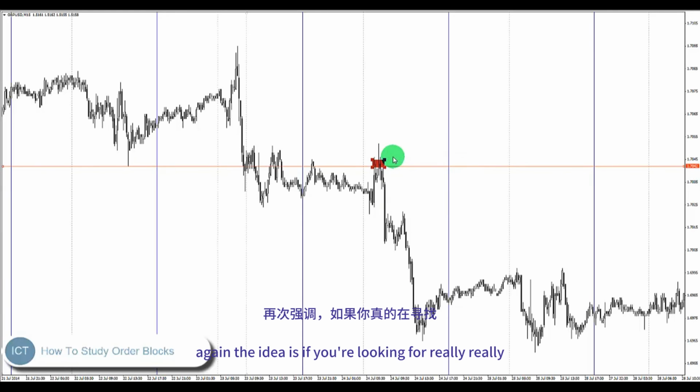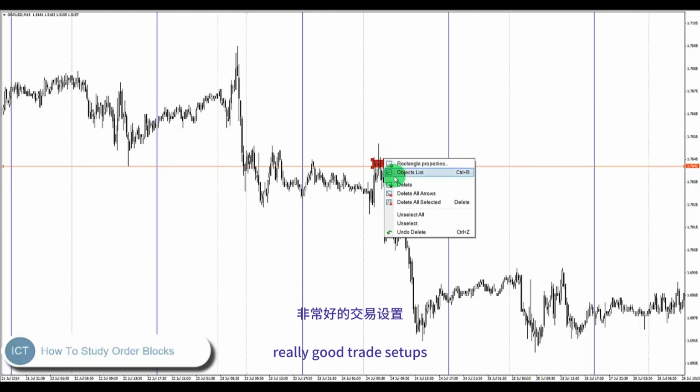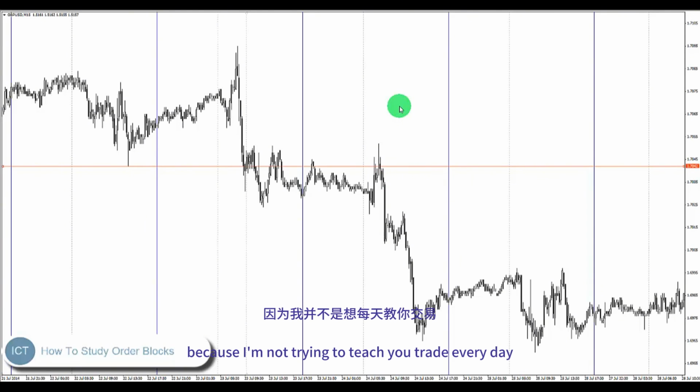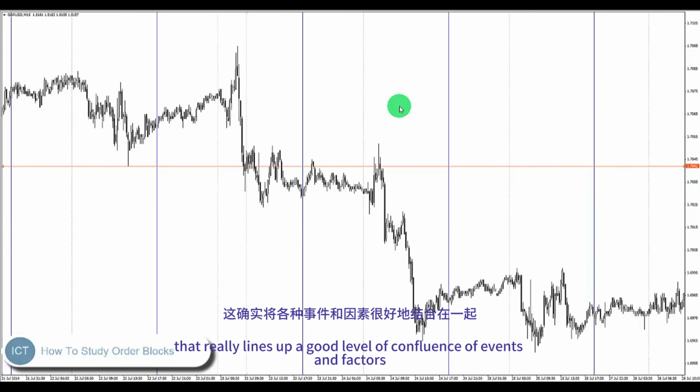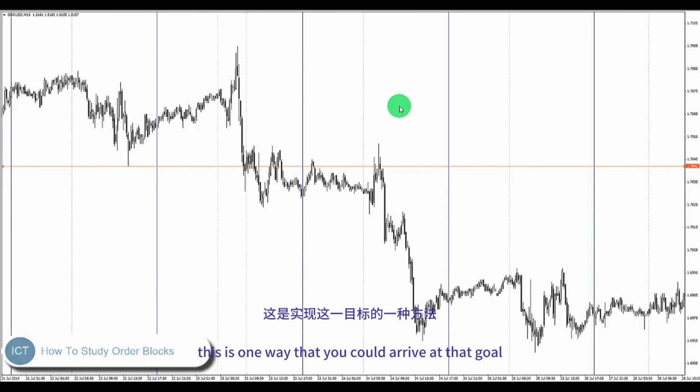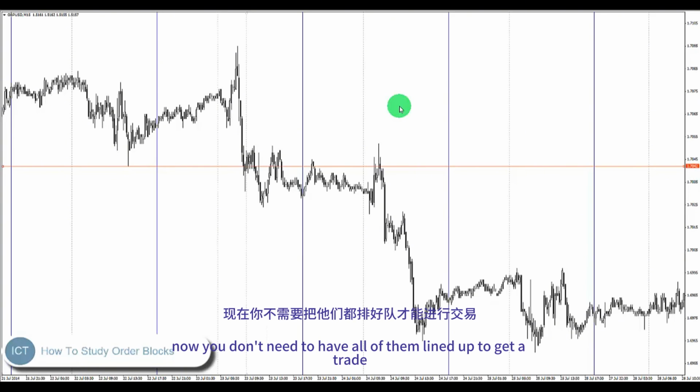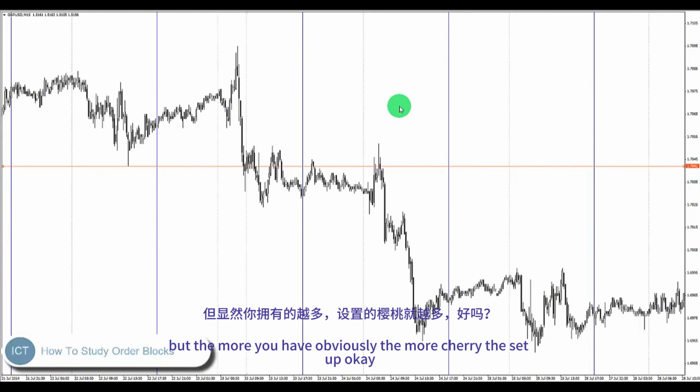Again, the idea is if you're looking for really, really good trade setups, because I'm not trying to teach you to trade every day. I don't trade every day. Okay, but if you're looking for really one good setup a week that really lines up, a good level of confluence of events and factors, this is one way that you could arrive at that goal. Now, you don't need to have all of them lined up to get a trade, but the more you have, obviously, the more cherry the setup.